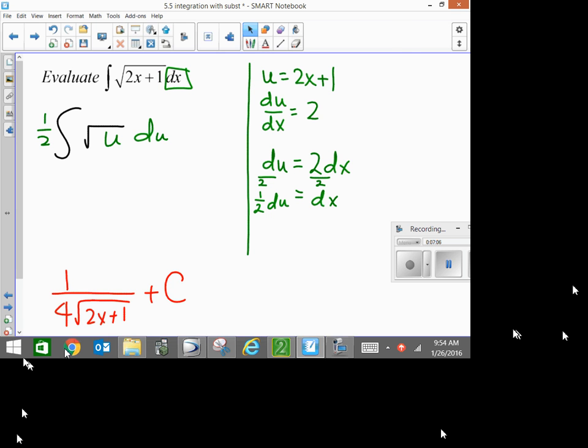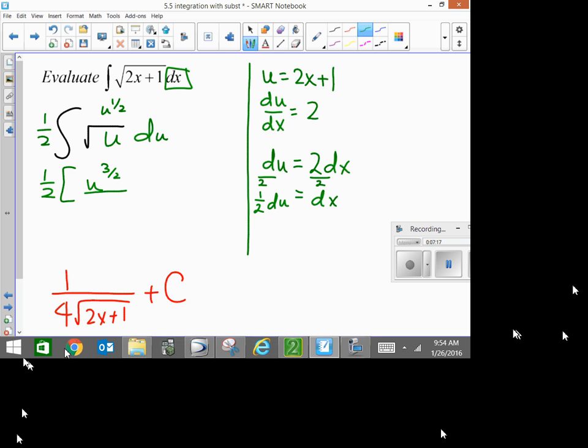Let's rework it. Okay, so we did 1/2. This is u to the 1/2. So we did u to the, what's the antiderivative? 3/2 over 3/2, which is the same as 2/3, right? Plus c. I'm just going to throw the c out to these 2's cancel. u to the 3/2. Okay. Add, this is u to the 1/2, right?